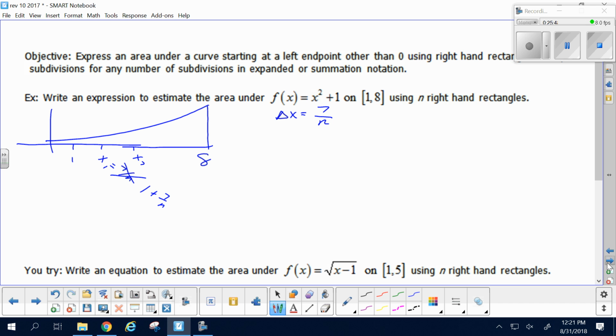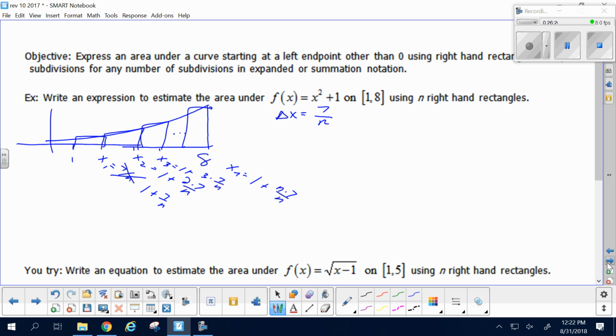What's x2? 1 plus 2 times 7 over n. x3 is 1 plus 3 times 7 over n. What is x sub n, or the last x? 1 plus n times 7 over n, which does simplify to 8. We're all good. You with me? Okay. Drawn at the right-hand side, like that.